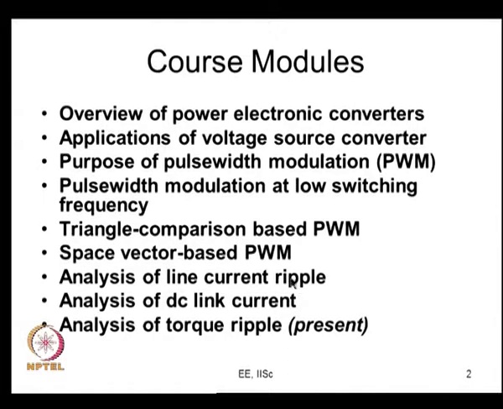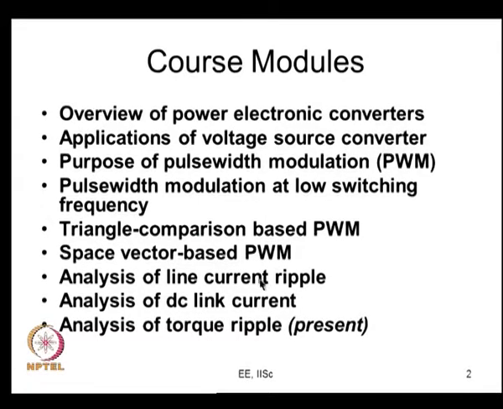We mostly did it in the space vector domain, and we tried to get some measure for the RMS ripple current that is flowing through the line. Then in the subsequent module, we looked at the DC side, the DC link current. This was the last couple of lectures. We looked at how the DC link current behaves, and the nature of the current that flows through the DC capacitors also.